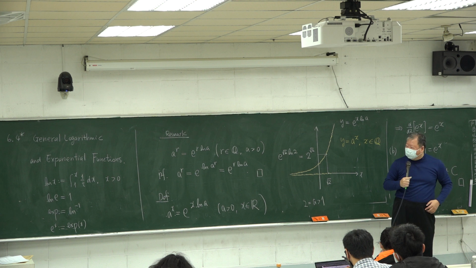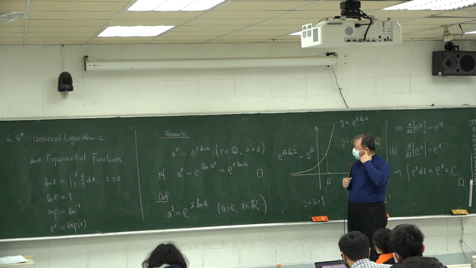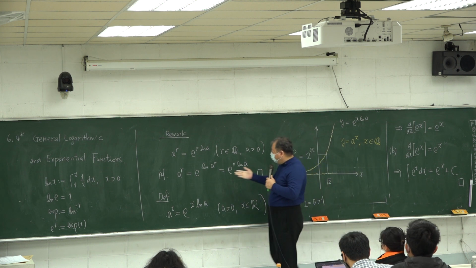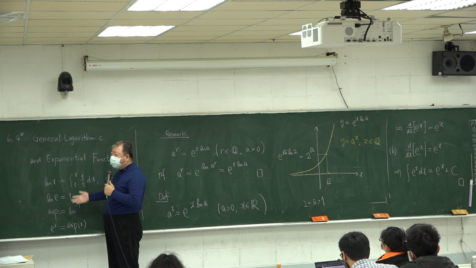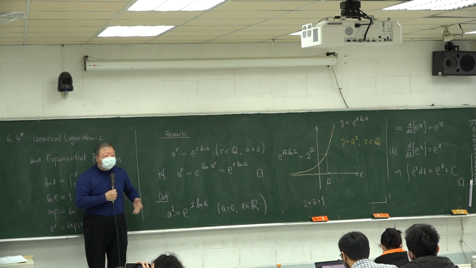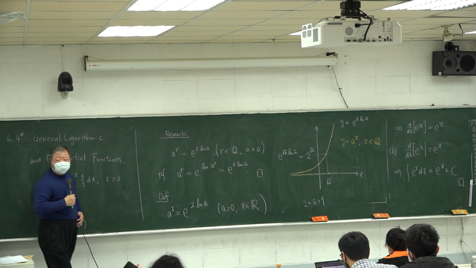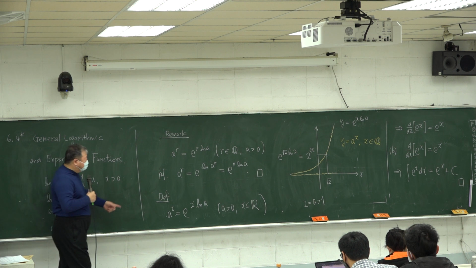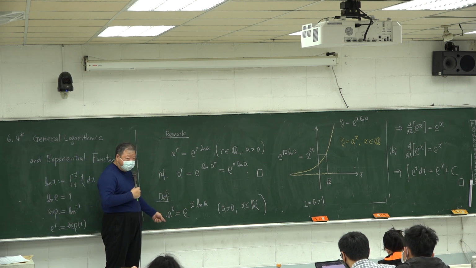It's very perfect. So gradually we extend the base e to an arbitrary positive number a. We call such a function a general exponential function. And e to the x is the natural exponential function, with base e, and this one is with base a.